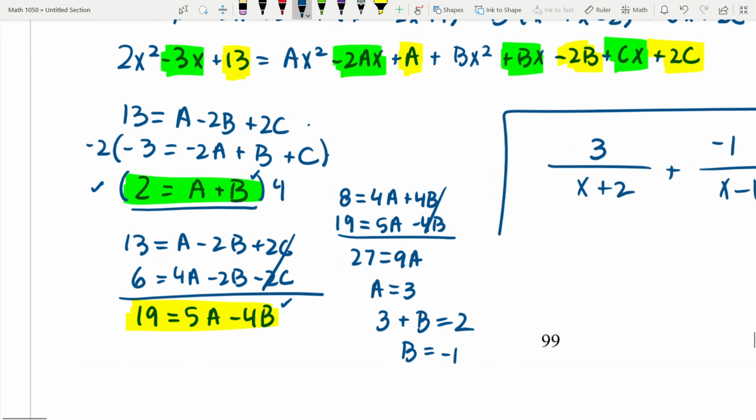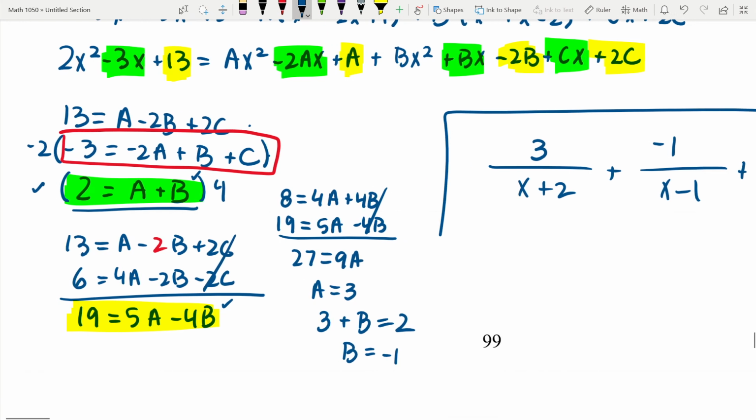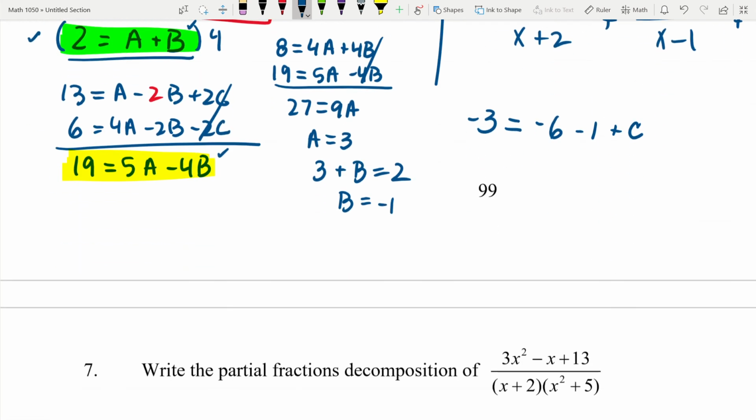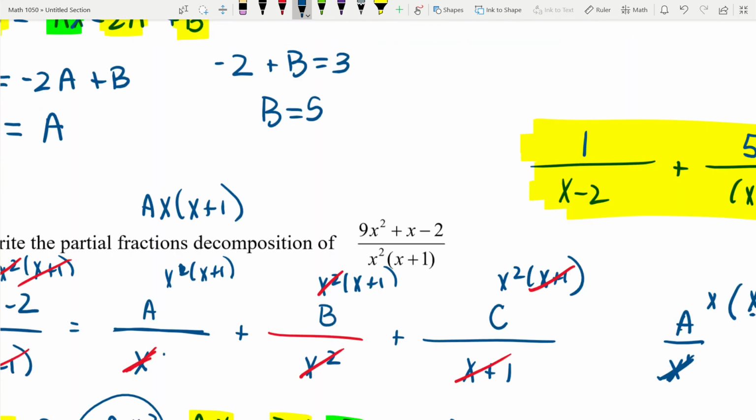Now to find c, I have to go into some equation that has a c, and I'm going to choose the easiest equation that has a c. I'm choosing this one right here. To me, that's the easiest. You choose what you want, okay? So it would be −3 = , I know that a is 3, so −2 times 3 is −6, plus b is −1, plus c. So that gives me c − 7 = −3. Pull your 7 over, you get c = 4.